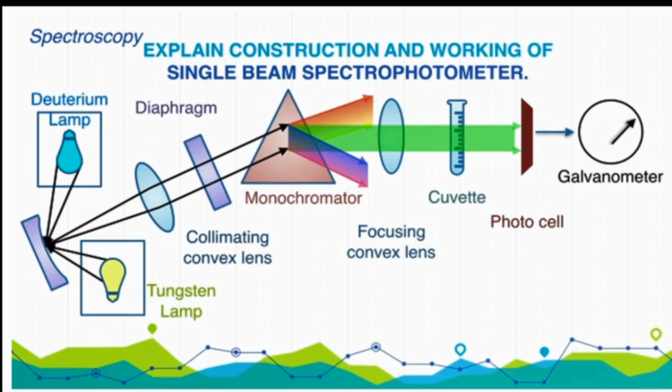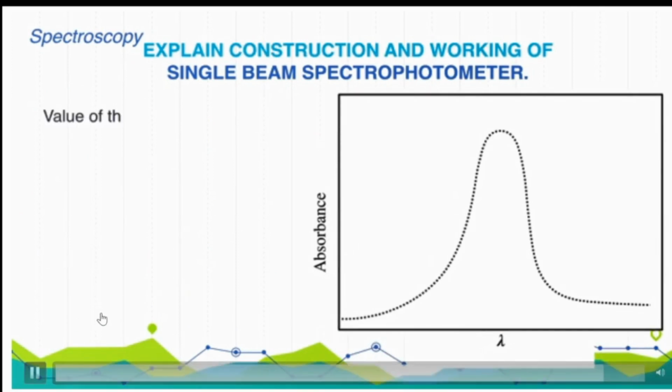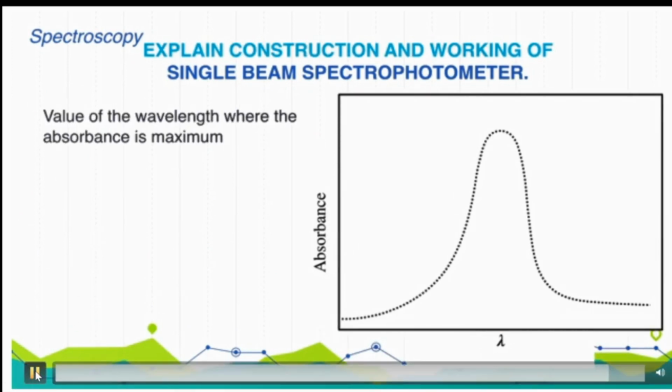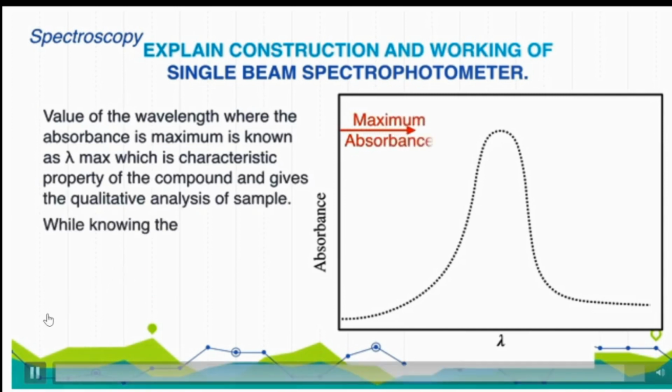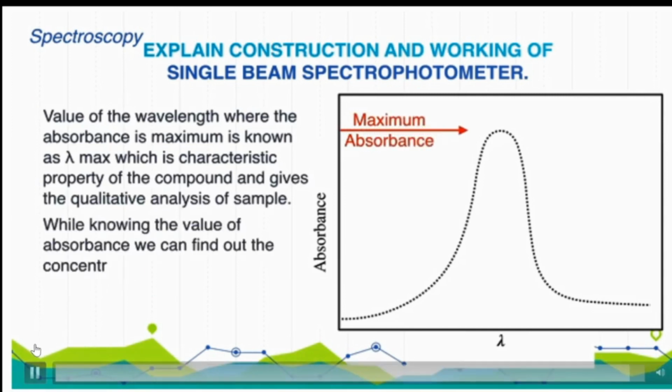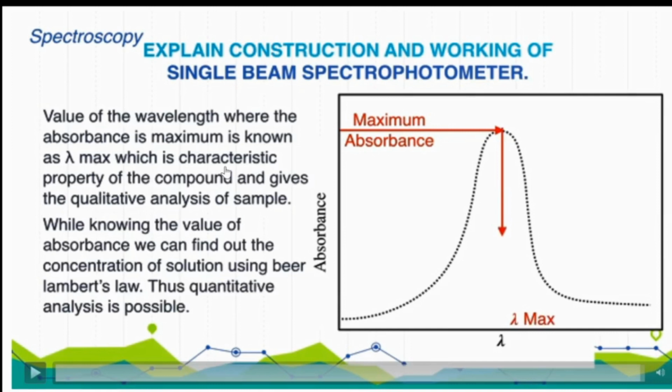The value of wavelength, that is lambda of the radiation, can be changed by rotating the monochromator. Later, a graph of absorbance versus wavelength lambda is plotted. The wavelength where the absorbance is maximum is known as lambda max, which is a characteristic property of the compound and gives the qualitative analysis of the sample. Knowing the value of absorbance, we can find the concentration of the solution using Beer-Lambert's law. Thus, quantitative analysis is possible. That's how we understand the quality and also the quantity.